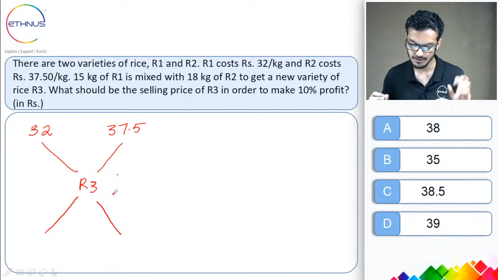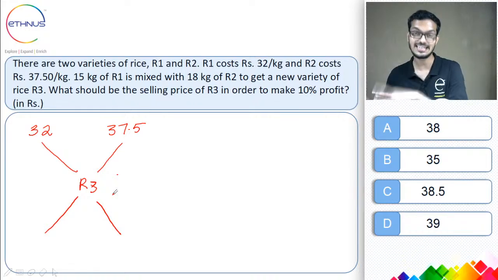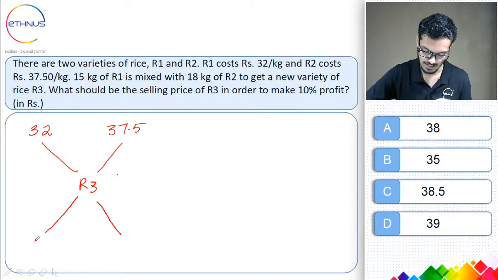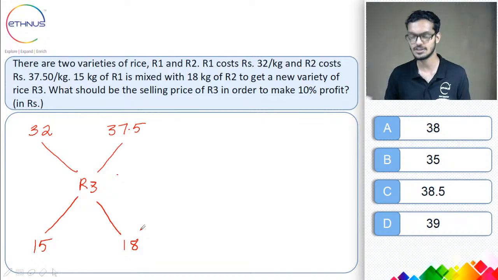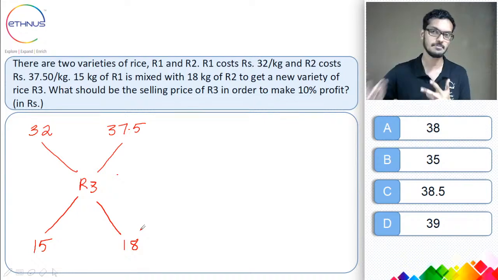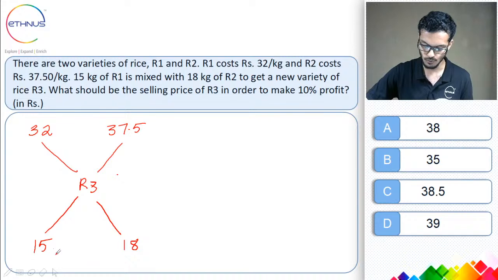Now 15 kg of R1 is mixed with 18 kg of R2. So those two values I'll be writing here. This is a representation of these values, and now you should find the value of R3 with 10% profit. And how to find the value of R3? Remember, these two values, 15 and 18, I'm going to take the ratio of that. The ratio of 15 and 18 in the shortest form is 5 divided by 6.